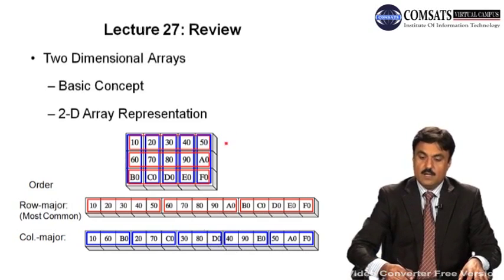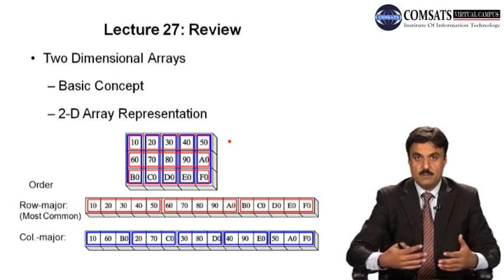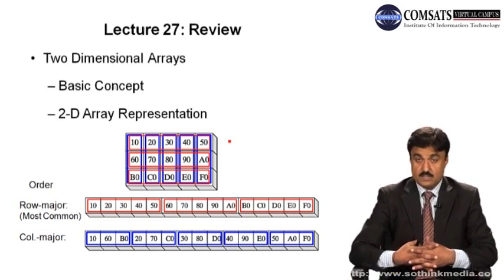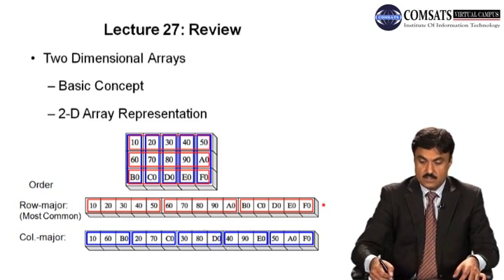So basically all these arrays, either one or two-dimensional, are represented in a one-dimensional memory. There are two ways to represent two-dimensional arrays, either in row major order or column major order. Here you can see, as we discussed in our previous lecture, this one is the row major order and this one is the column major order.